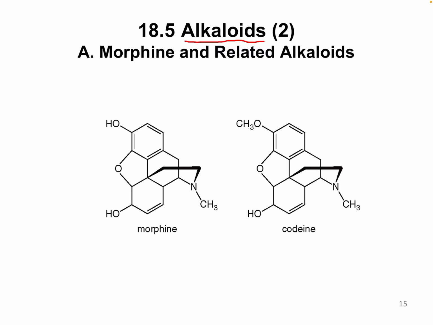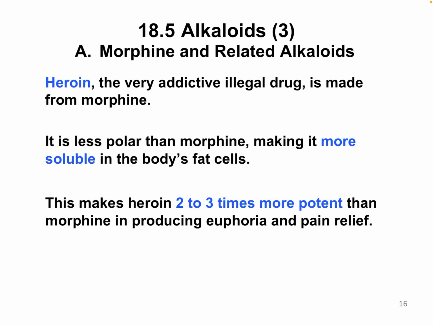Morphine and codeine, both very strong narcotic pain relievers. You can see the amine functional groups in both of them over on the right-hand side. And if you classify those, you should be able to tell that they are both tertiary amines. Heroin also is a tertiary amine made from morphine.